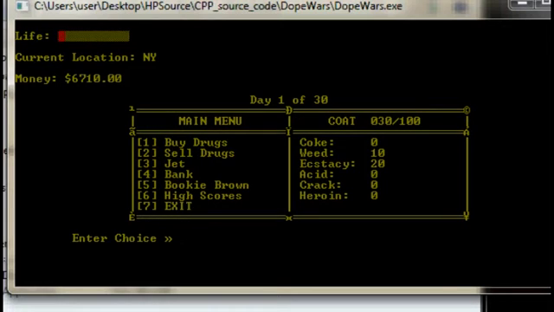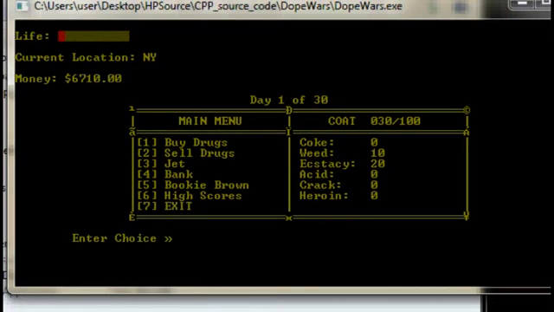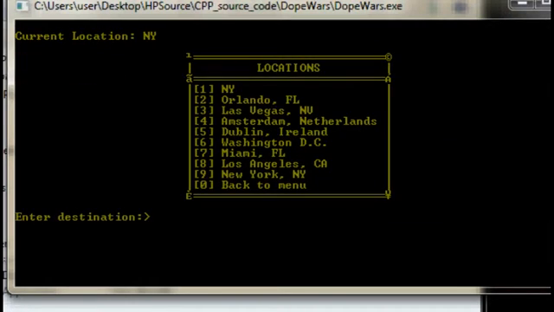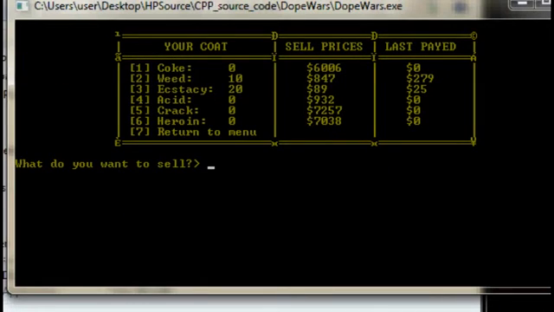If I try to sell them in this city, they'll probably be the same price. See, yeah, they are exactly the same price. But if I go to a different location using the 3 option, jet, we could go to Florida, why not? And try to sell these drugs. All right, well, the sell prices for weed and ecstasy are both very good here, because I only paid $270 and $25, so I'm pretty much good at this point.